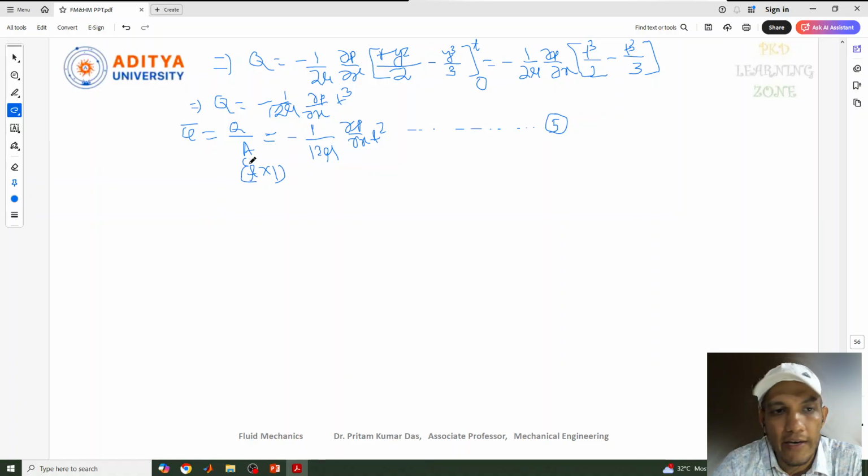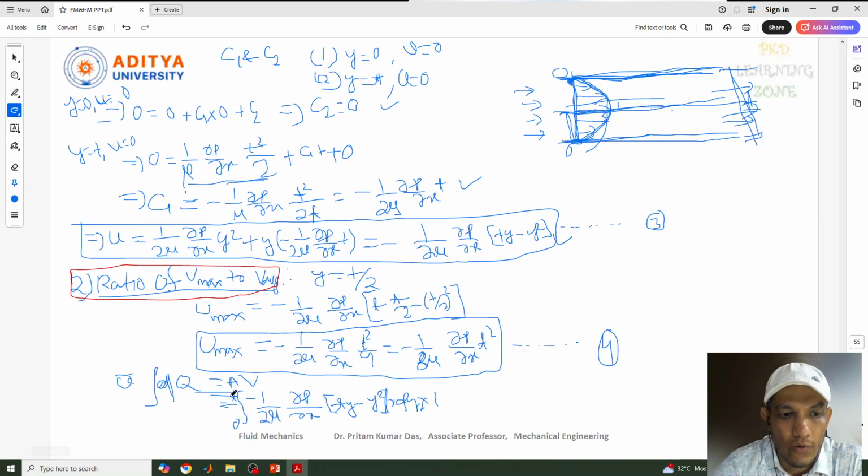Now this is the average velocity. What is our intention? We need to find the ratio of maximum velocity to average velocity. So by taking this value and the previous one, we can write u max by u average equal to this value over the previous value, which is this one.